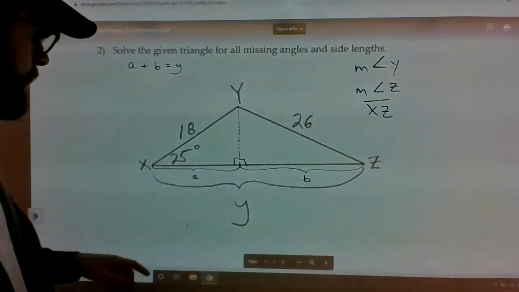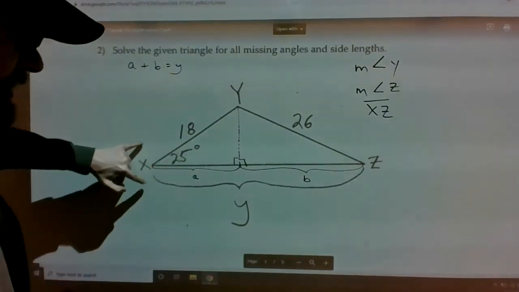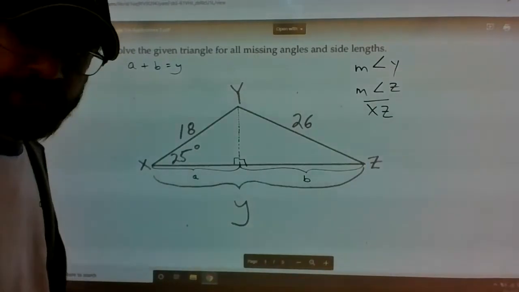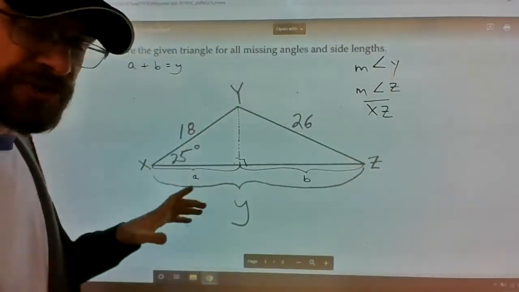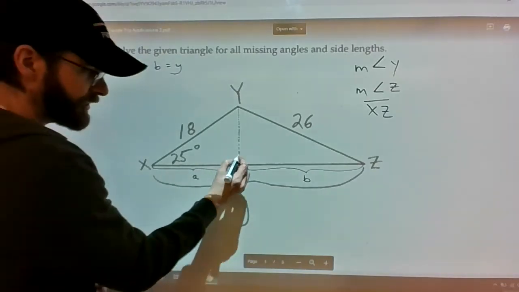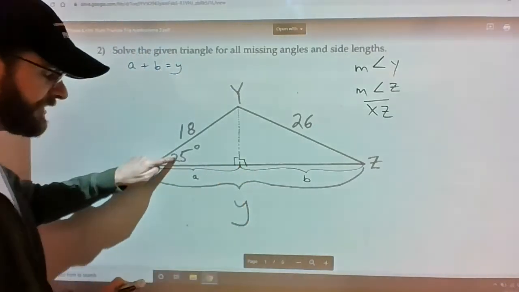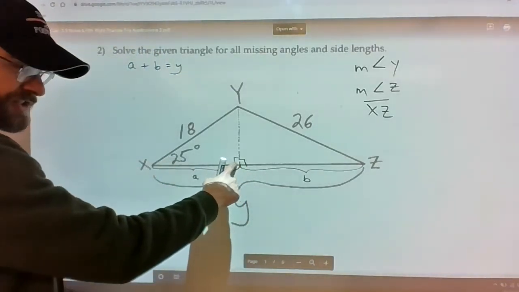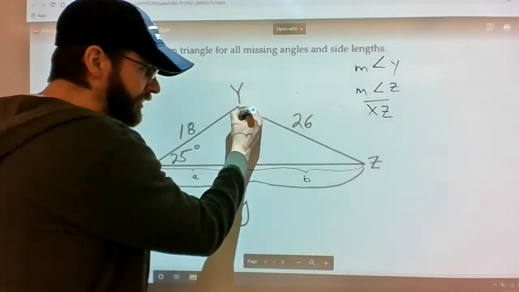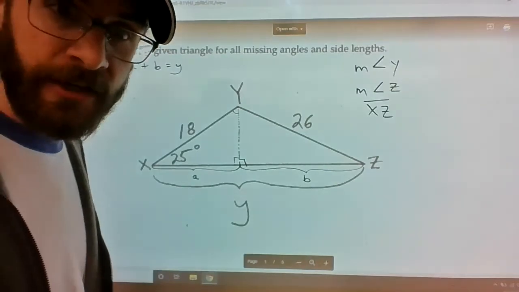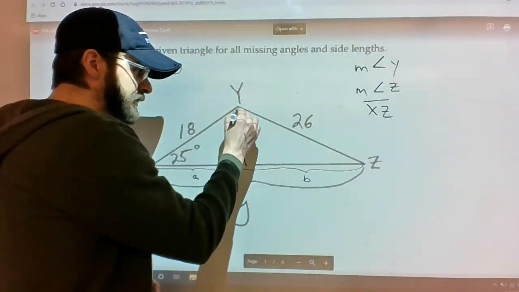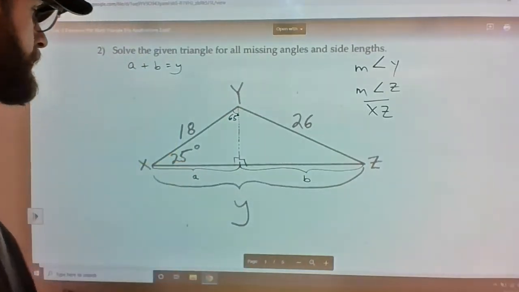Now, this is the place where we want to start because anytime you have one side length and one angle measure of a right triangle, you can solve for all the other missing parts. So I know this is 90 degrees, so 25 plus 90 plus this unknown angle here has to add up to 180 degrees. So if you plug in 65 degrees here, it works.